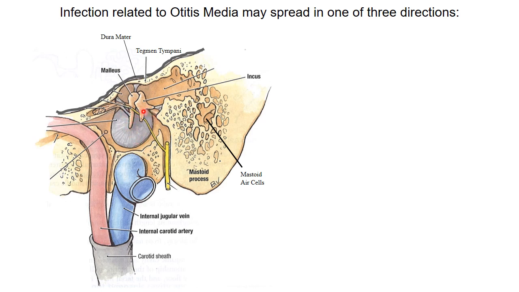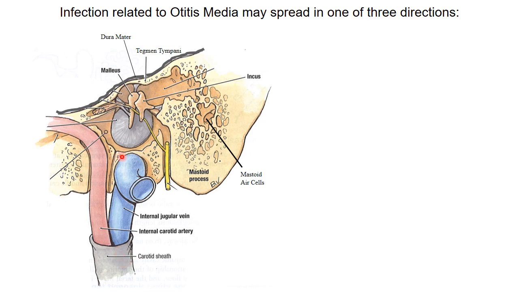And to understand how it can progress, we need to look at the anatomy right here. This is a parasagittal section through the temporal bone. This is the temporal bone right here. There's the mastoid process right there. We can see how close it is to the middle ear. This is the internal jugular vein down here. There's our carotid sheath, which makes this the internal carotid artery right there heading towards the cavernous sinus.